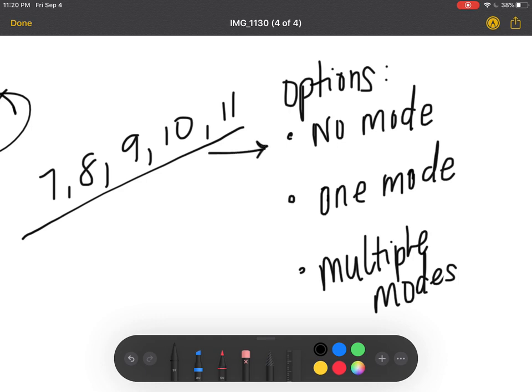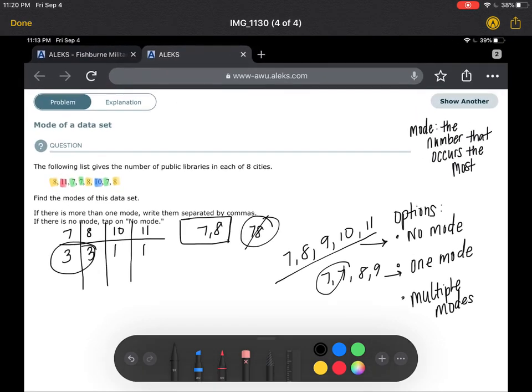One mode would be like 7, 7, 8, 9, right? 7 occurs twice. Nothing else occurs more than that, so it's just 7. And multiple modes is like the one that we just did, where multiple numbers pop up for a certain amount of times.